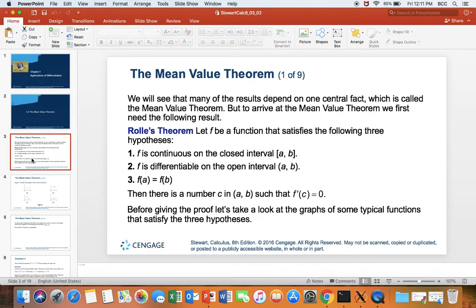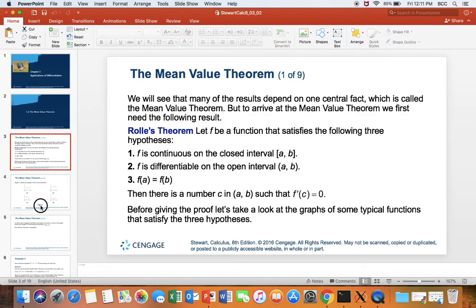Okay, so what are the three hypotheses? f is continuous on the closed interval ab, f is differentiable on the open interval ab, and f of a equals f of b. Then the theorem states there is a number c in the open interval ab such that the derivative at c is 0. So geometrically, what does derivative mean? It means the slope of your tangent at that number.